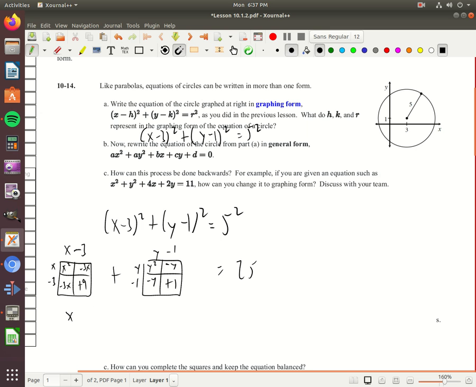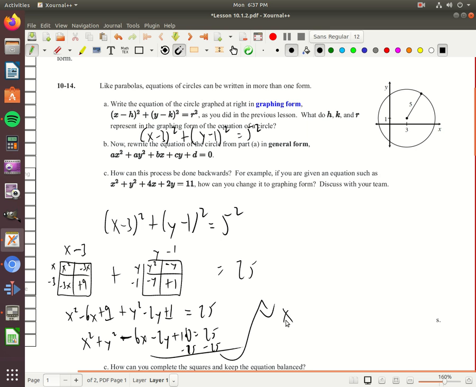When I combine these things, I'm going to get x squared minus 6x plus 9 plus y squared minus 2y plus 1 is equal to 25. Obviously I can combine these numbers. So I get x squared plus y squared minus 6x minus 2y plus 10 is equal to 25. I'll subtract that 25, and I ran out of room, so I'll write it up here: x squared plus y squared minus 6x minus 2y minus 15 is going to equal 0.